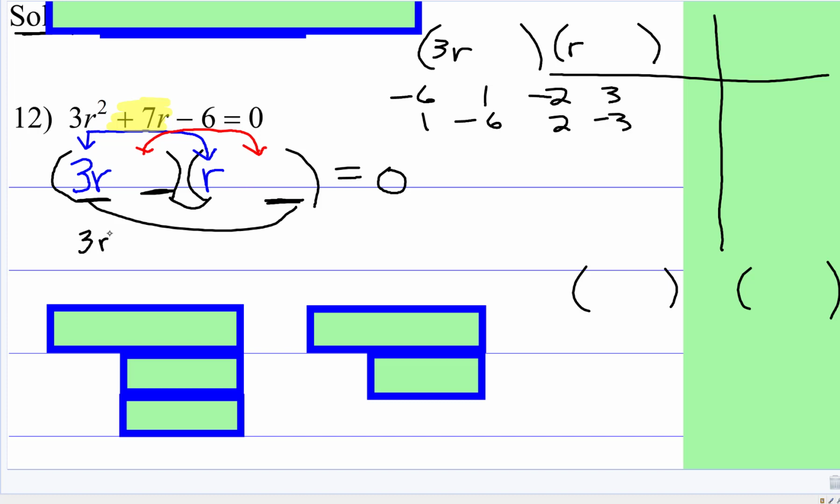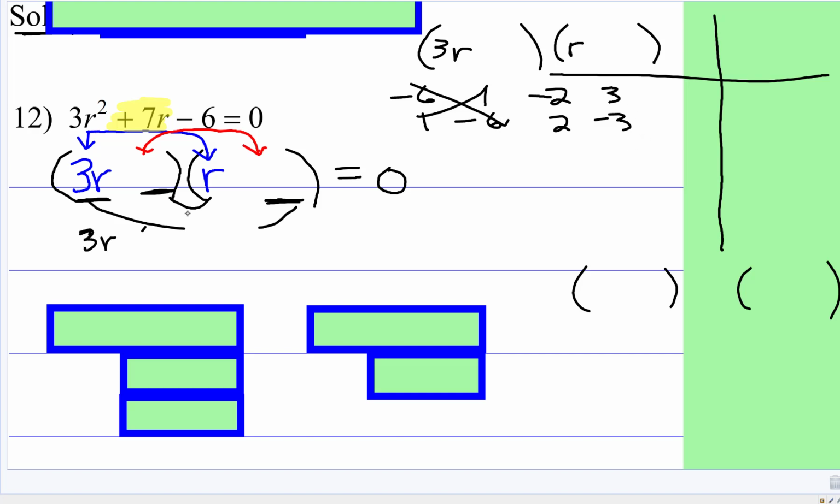If you do 3r times 6, you're going to get a pretty big number. Then you would end up having r times 1 or -1. Well, those two do not add up to +7. You could have 3r times 1, which is 3r. That would leave r times -6. Well, those don't add up to +7. So we can forget about those. Now we can experiment with the other ones.